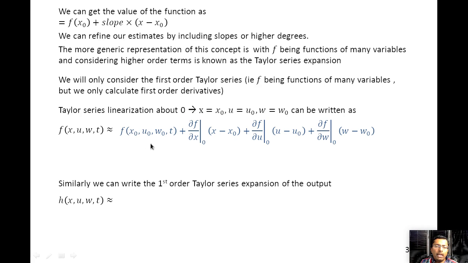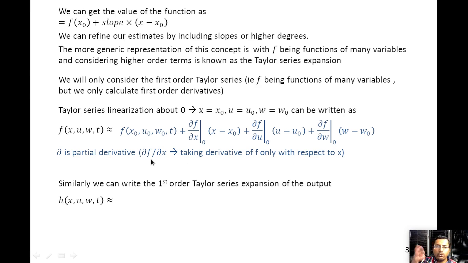So f will be f at the 0 point plus the slope with respect to x times x minus x0, plus the slope with respect to u, which is the partial derivative of f with respect to u, times u minus u0, and then similarly with respect to w and w minus w0. Here the delta is the partial derivative, and what that means is I'm taking the derivative only with respect to that particular variable. So partial f partial x means I'm taking the derivative of f only with respect to x, keeping everything else constant in that equation.